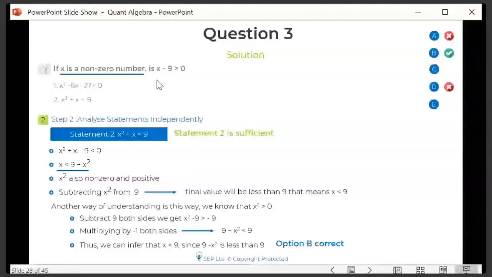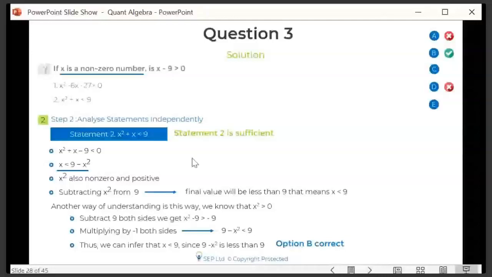This is a difficult question, and if you're not able to do well in this question, there are two main reasons for it. One is not being able to use the constraint that is given in the question properly. You could not understand the significance of x as a non-zero number. You could not use this to make the right inference that x square is a non-zero value, and after subtracting it will be less than 9. Another possible reason is that you were focused on getting x is greater than 9, so you did not try and think of a possibility that it could be something else also.